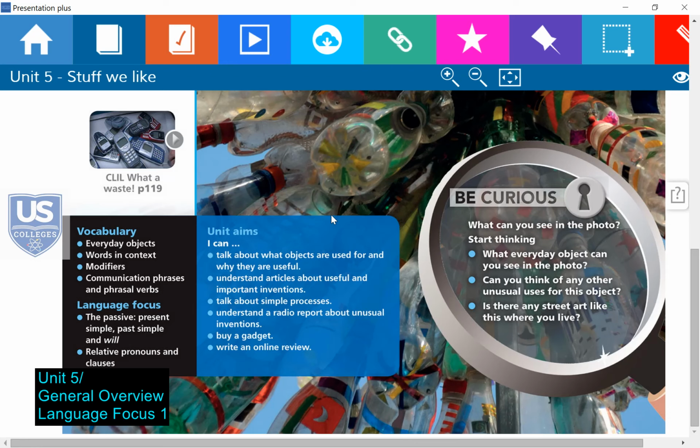So there are 4 items of vocabulary, in which there are modifiers, which we'll be looking into closely, and there are 2 language focus items, in other words, grammar points. Today we'll be focusing on the first language focus part, which is the passive. So let's get started.